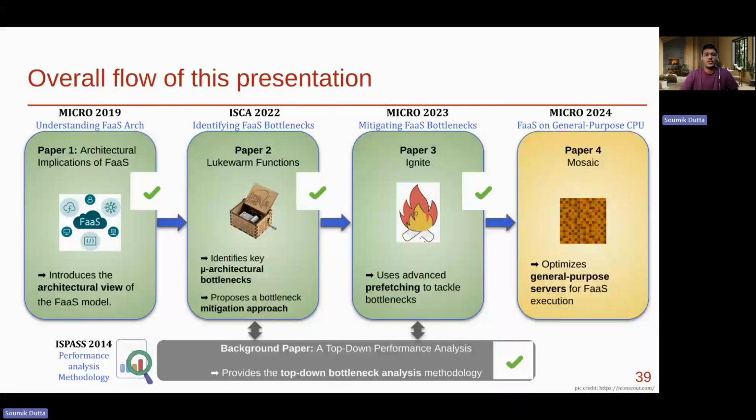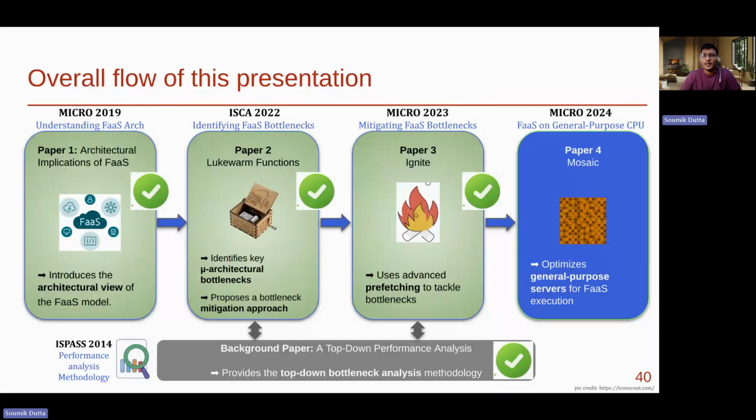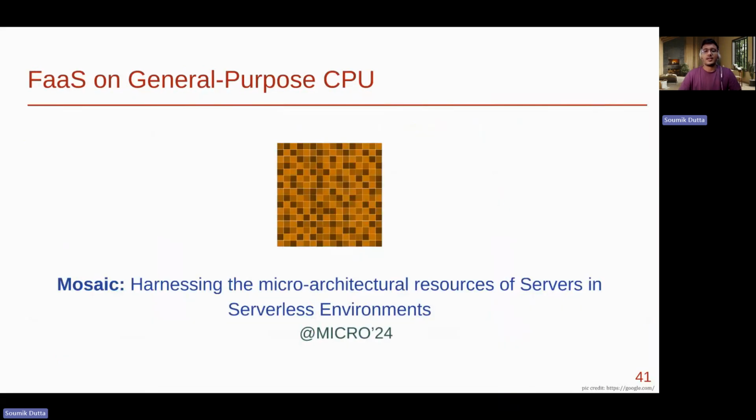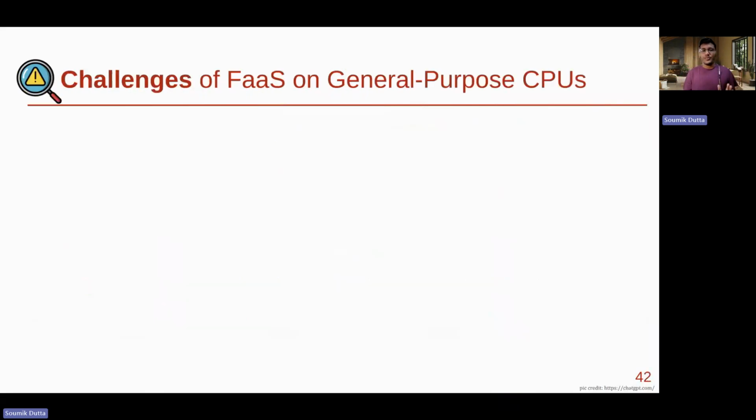Now let's move on to the last paper of today's presentation. This came in MICRO 2024. It is called Mosaic: Harnessing the Microarchitectural Resources of Servers in Serverless Environments. This talks about a slightly different idea: how we can perform FaaS workloads efficiently on general-purpose CPUs, not a special FaaS CPU.